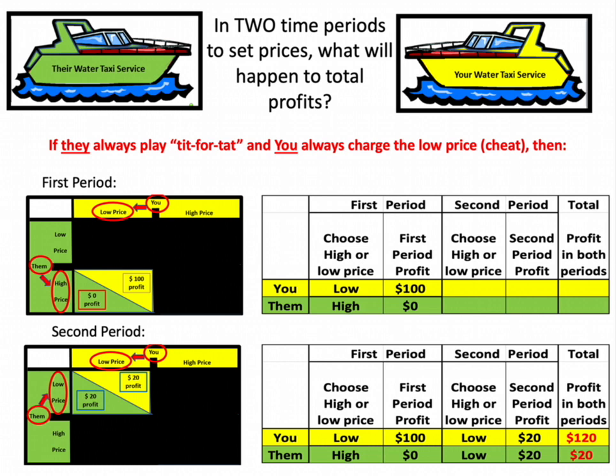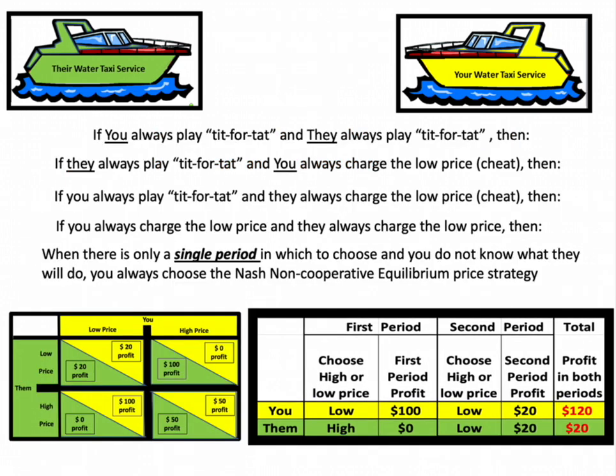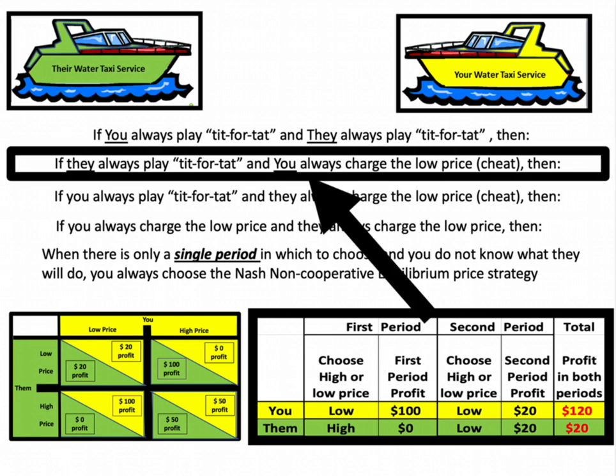Yeah. And you always go low, so you're going to go low this time. Okay? So basically, you get the 120, they only get 20. So once again, if we look at those list of possible answers, we see that they are always playing tit for tat, not you, and you always go low if your chart looks like the one on the lower right.